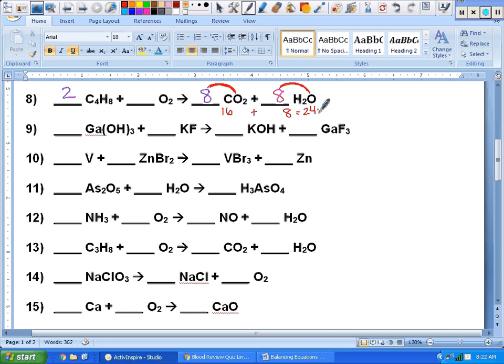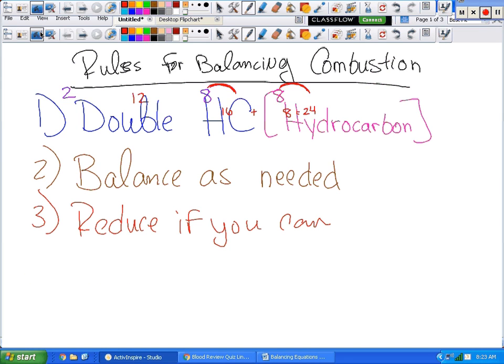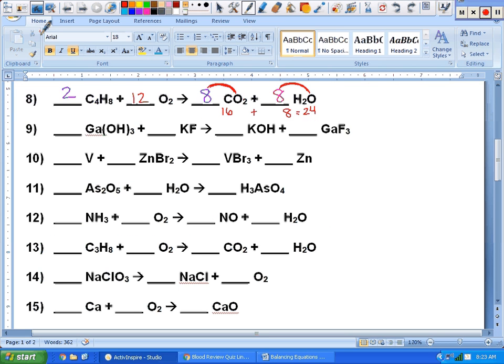How many, as of right now, do I have on my reactant side? 2. What's half of 24? 12. And this next step is the most important step. And again, I'm going to go back to the rules. What is that last step? Reduce if you can. So look at all of those numbers. Now, and every year I have this issue. Do you reduce? All right, let me figure out the best way to ask this question.